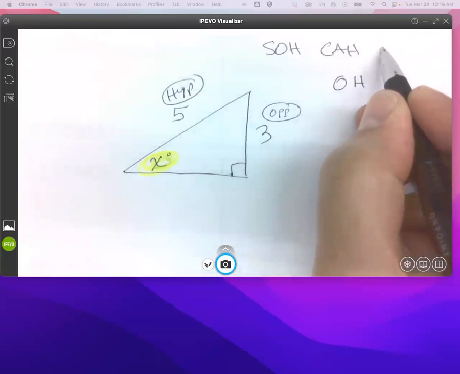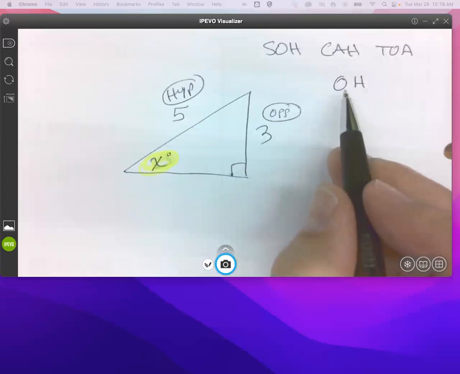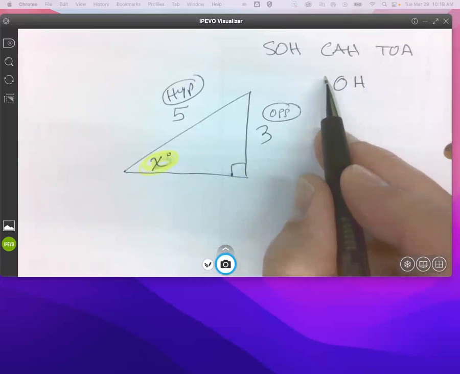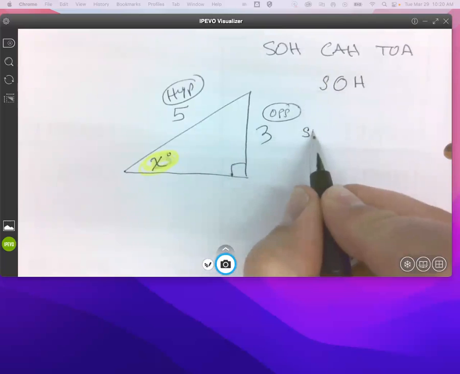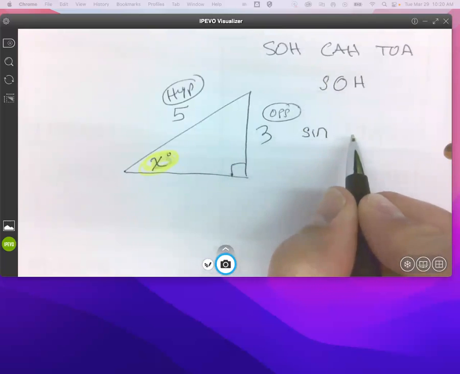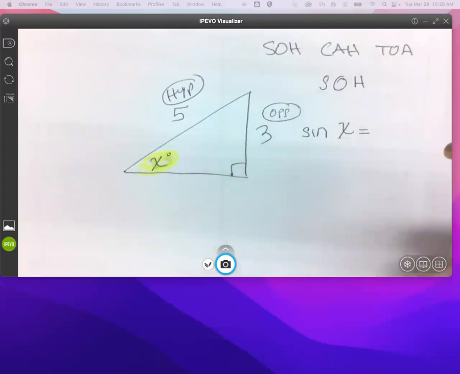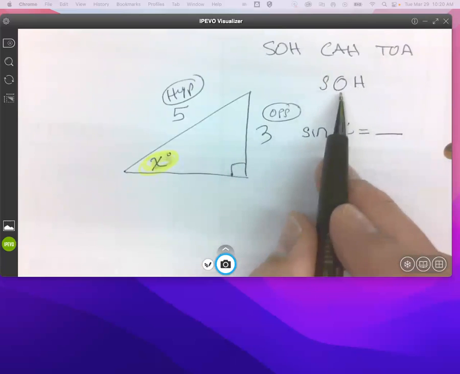that thing that is so-ca-toa. And in this case, if we have O and H, what goes in front here? S. That triggers for us that we're going to be using the sine function. And we know always, always, always after the sine comes what component? The angle. So in this case, that would be x equals what over what? Opposite over hypotenuse. It goes in order.